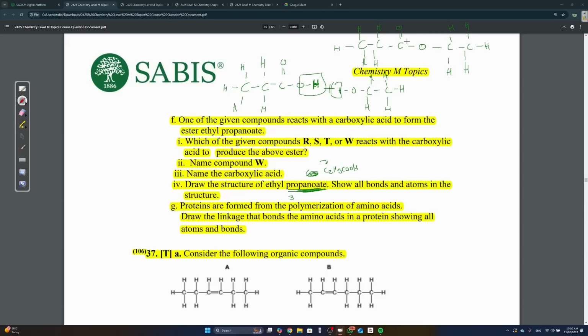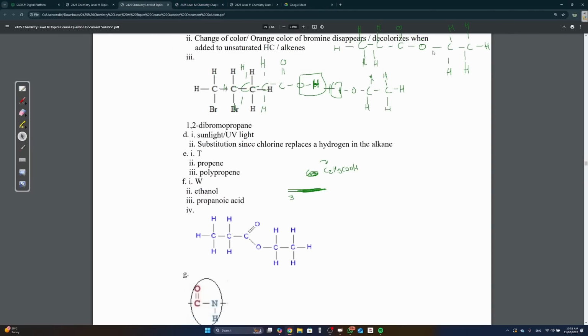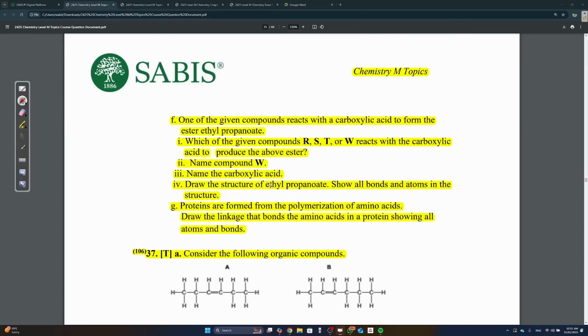Okay, what's our ester linkage here? It's this C double bond O. Okay, let's take a look at the answer. Yeah, this is it. That's pretty much it. So if you forgot how to do it, just do it this way. If you want a shorter way, let's take a look.